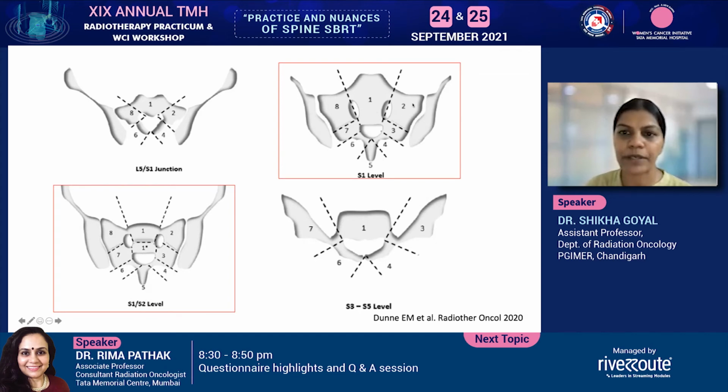So on the left side, it is divided into sectors 2 and 3. On the right side, it is sector 7 and 8 of sacral ala, and the spinous process is sector 5. When we come down to segments S3, S4, and S5, we see that the sacral ala is much reduced. We only have 1 sector of sacral ala on either side, and there is no spinous process. So we only have 5 sectors in S3 to S5 level.